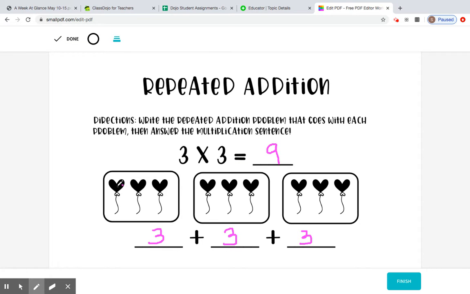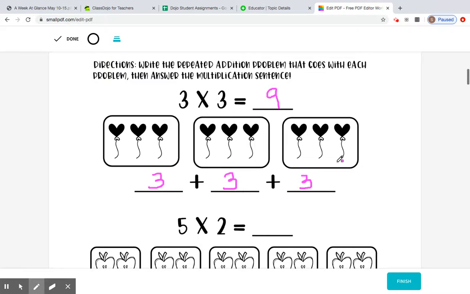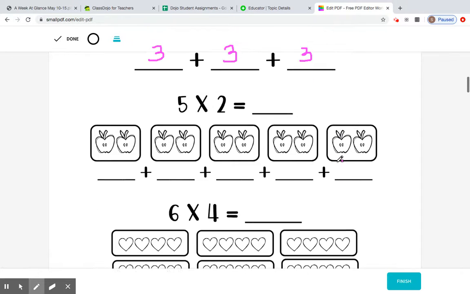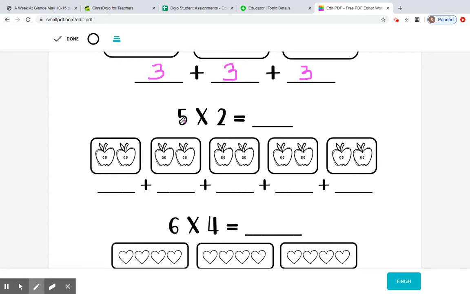Because if you count them, 1, 2, 3, 4, 5, 6, 7, 8, 9. But we used repeated addition to also figure that out. And you can also look at your multiplication sentence and say, I know that 3 groups of 3 equals 9. All right, let's try the next one together. All right, let's look here. So we have 5 times 2, which means 5 groups of 2. So we have 1, 2, 3, 4, 5 groups.